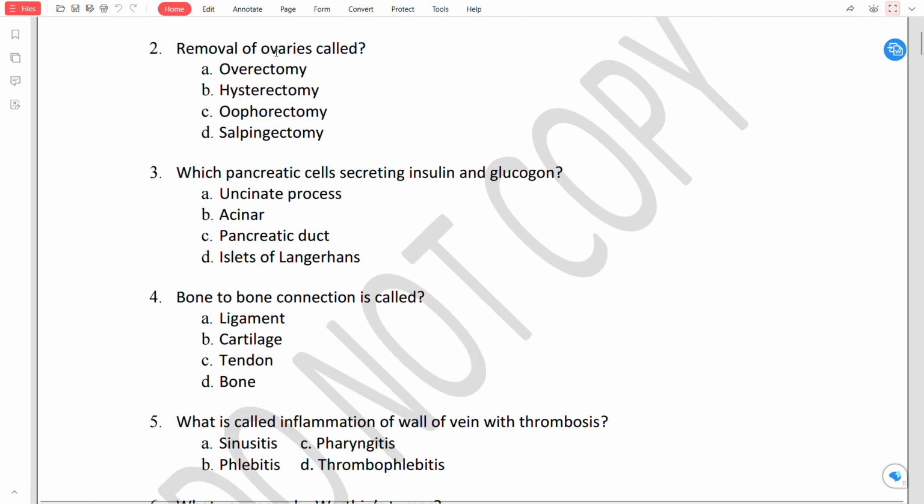Second question. Removal of ovaries is called: option A, ovarectomy. Option B, hysterectomy. Option C, oophorectomy. And option D, salpingectomy.